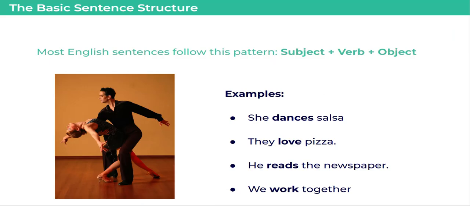Most English sentences follow this pattern: subject, verb, and object. For example, she dances salsa. They love pizza. He reads the newspaper. We work together.